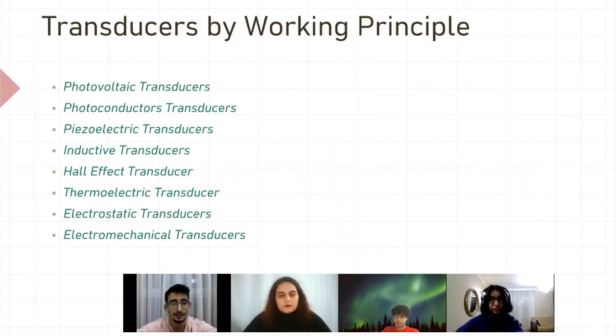When classifying transducers, we can divide them into various types according to their working principles. These are photovoltaic, photoconductor, piezoelectric, inductive, Hall effect, thermoelectric, electrostatic, and electromechanical transducers.